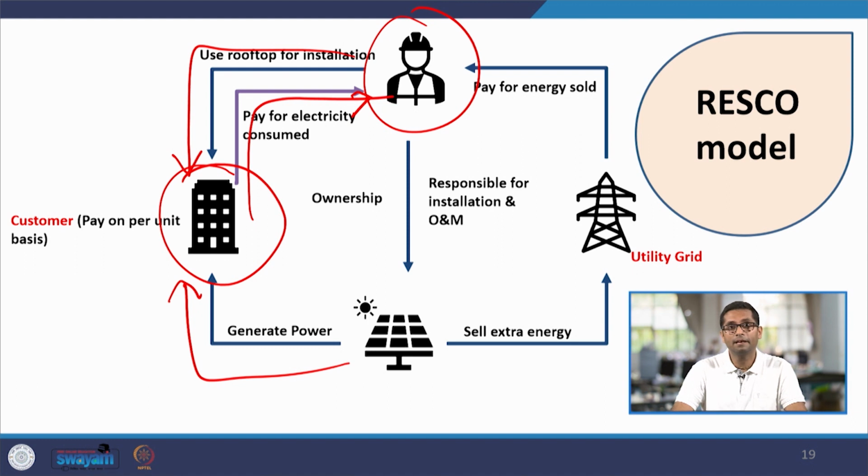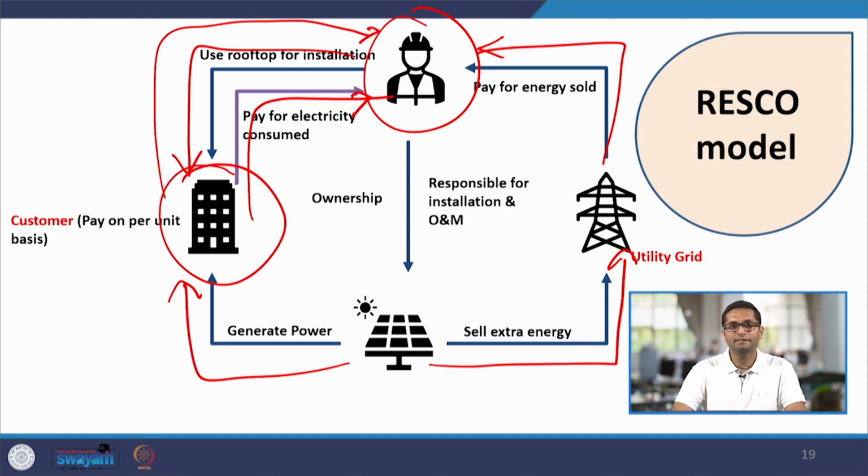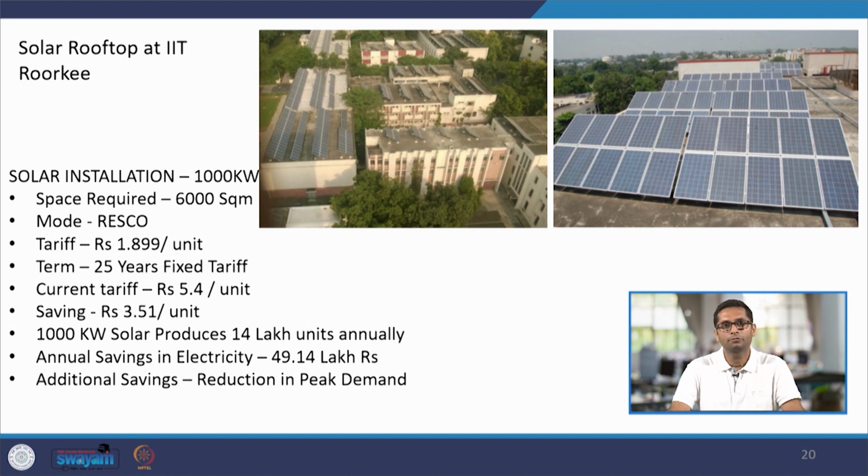What does the company get in return? Well, it gets to sell the extra electricity to the grid and make money out of it. Further, it also gets the payment from the customer at the agreed price, and the price of the electricity is such that the company makes a profit in the long run. Further, the company also makes profit from the different kinds of subsidies that the government has for renewable energy projects. So these kinds of projects have been running in the country, and one such project is at IIT Roorkee, where we have almost 1 megawatt of solar installed on the rooftops of different departments and buildings.